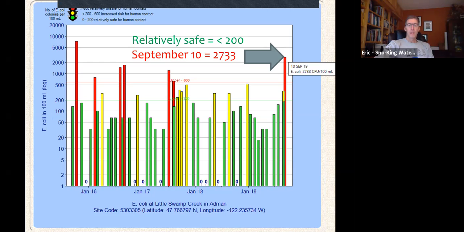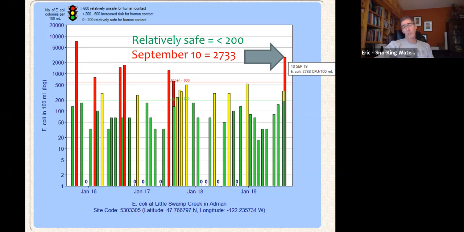The other thing that can happen is when you have high turbidity in a creek, that can also cause high bacteria levels. We'll talk later about bacteria, but relatively safe is under 200 by the units that we measure bacteria in, and Washington state standards are under 100. It was over 2,700 on that particular date. And I had another instance of a similar thing.